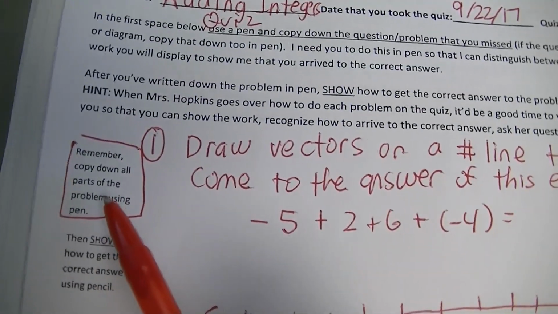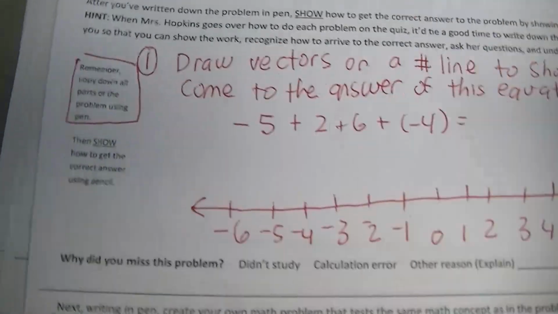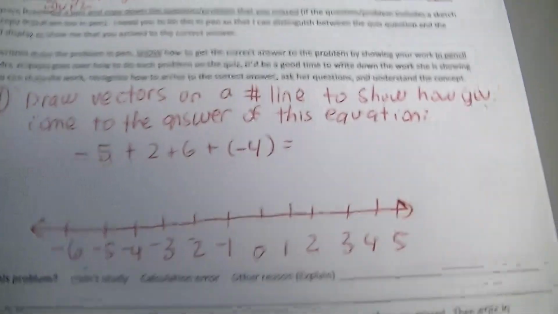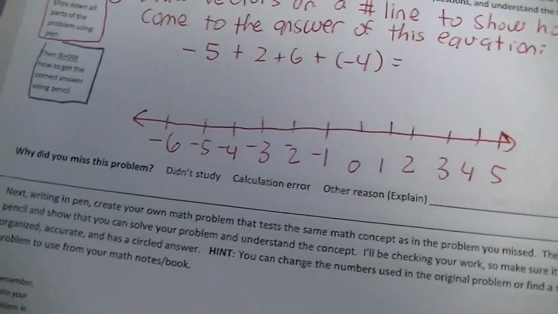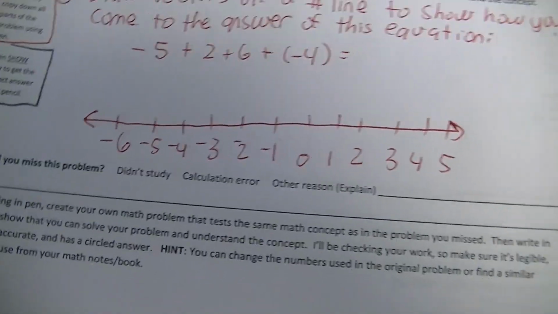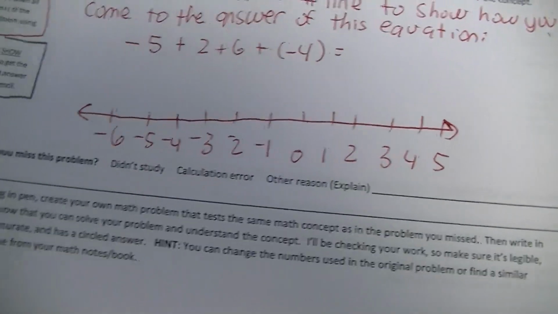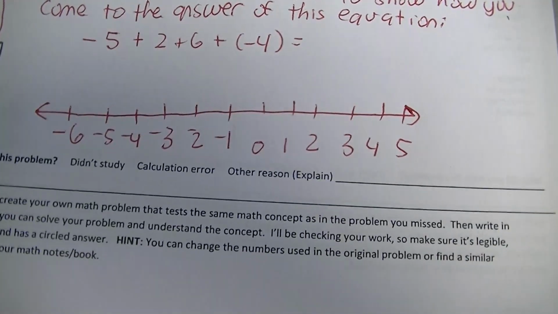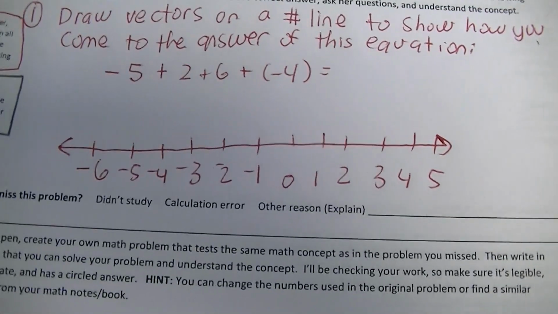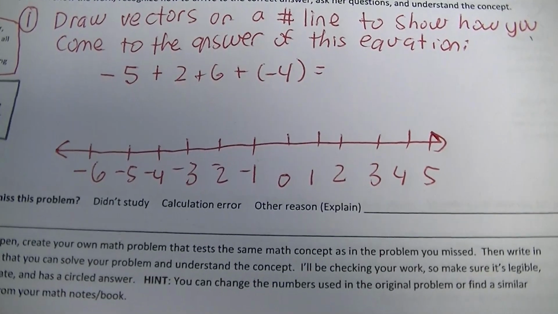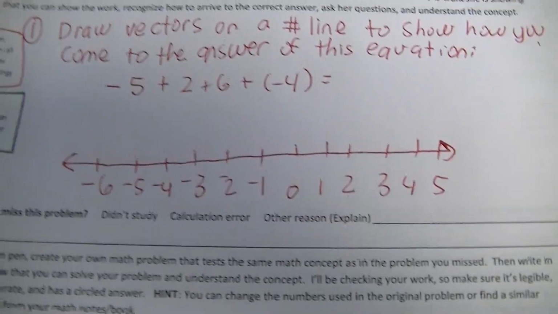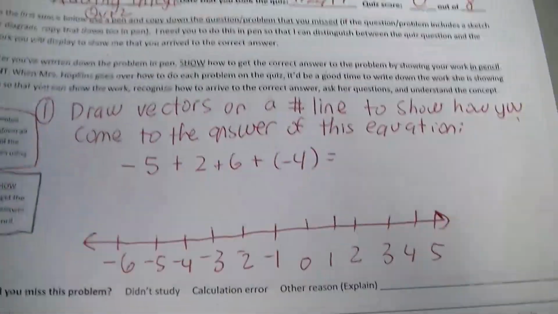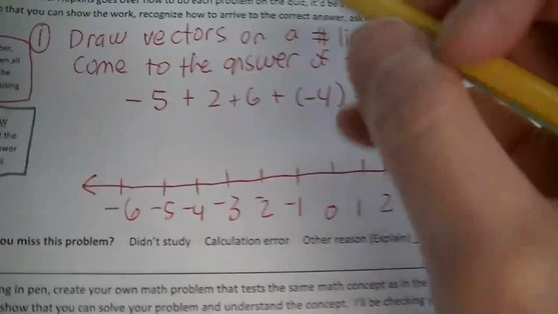We wrote down all parts of that problem using a pen, and now this is the part we're on next. You're going to show how to get the correct answer using a pencil. And I do go over all the answers in class the school day after you take the quiz, and we have a chance to go over those questions, and I will answer any questions right there. So you should have copied down how to do each problem correctly in pen right on your quiz, so that when you go and you complete the quiz revision form, you can use it as a resource, okay?